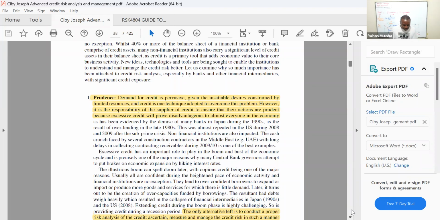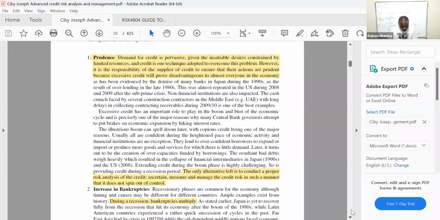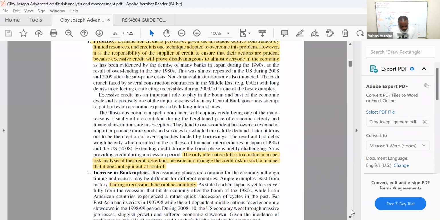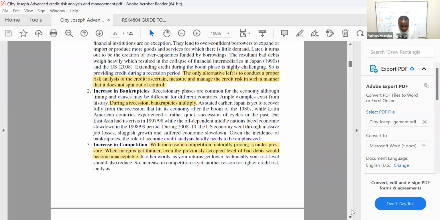So it basically means that there is a need for prudent analysis. The reason why we need to do credit risk analysis is mainly so that we can be prudent. Here they say the only alternative left is to conduct a proper risk analysis of the credit, ascertain, measure, and manage the credit risk in such a manner that it does not spin out of control. Then the second reason is the increase in bankruptcies.